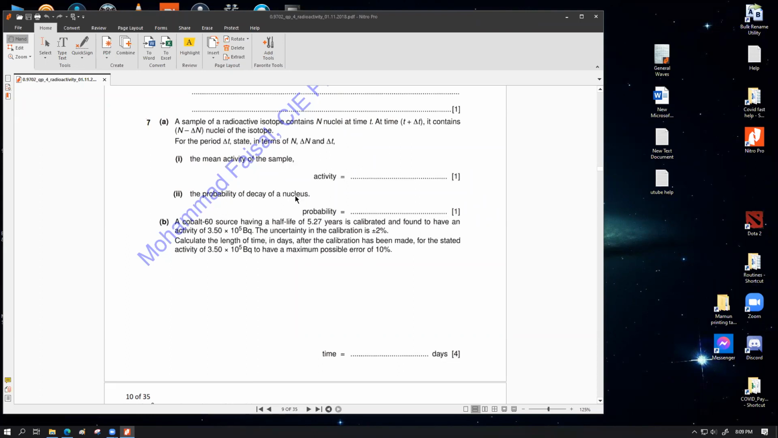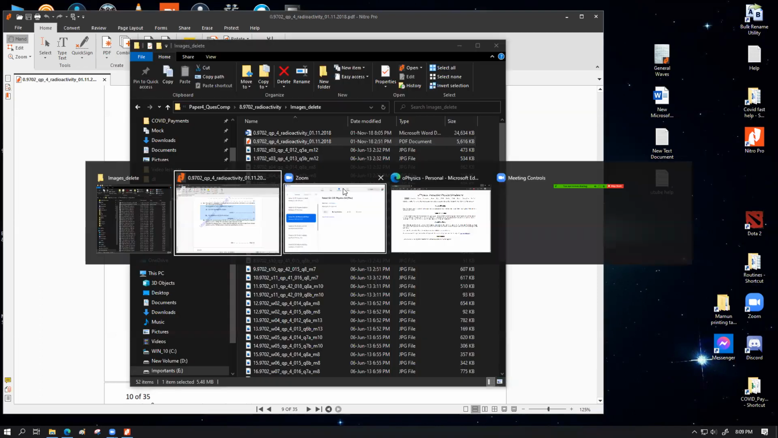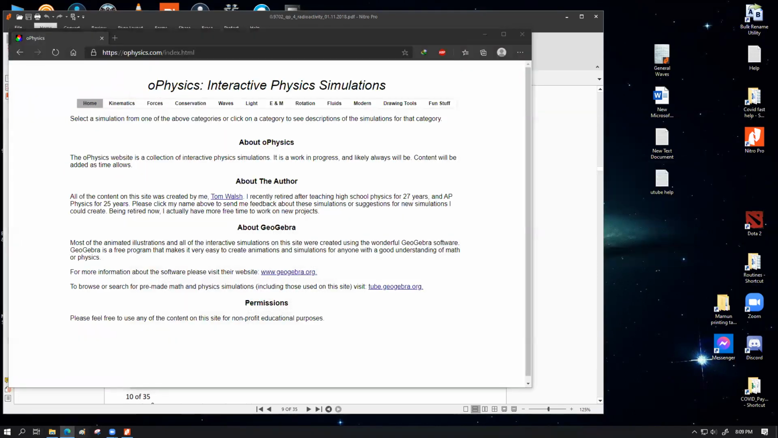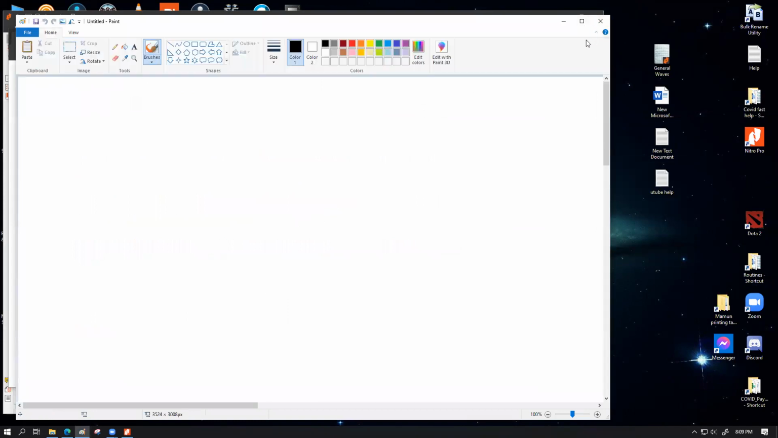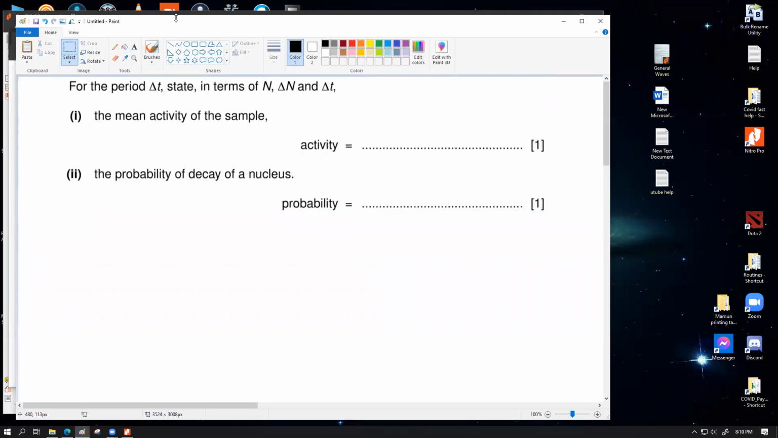The probability of decay for a nucleus. Probability of a decay of a nucleus would be activity, which means delta n by delta t, divided by n. So if I just try to answer this question, I might as well write in this format. So mean activity would be total number of decays divided by total time, and the probability of decay of a nucleus can be written as delta n by delta t divided by n. That's the probability.